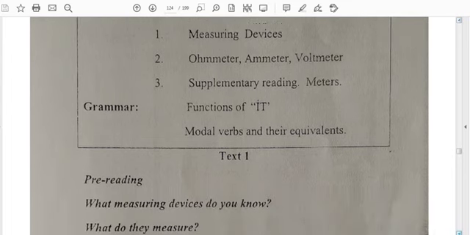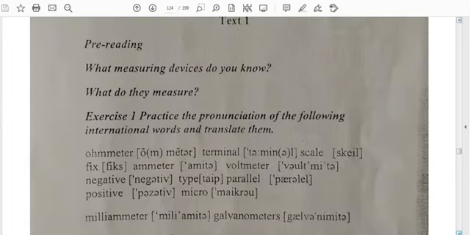And here we have two questions. What measuring devices do you know? What do they measure? By the end of the lesson, we will have learned the answers to these questions.